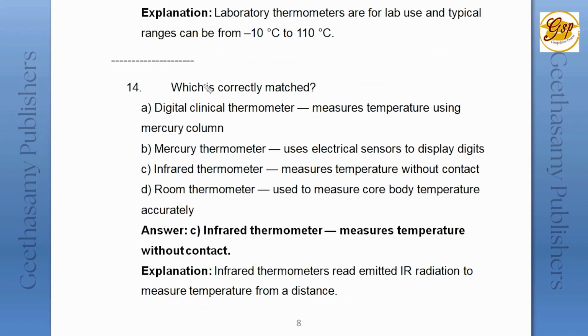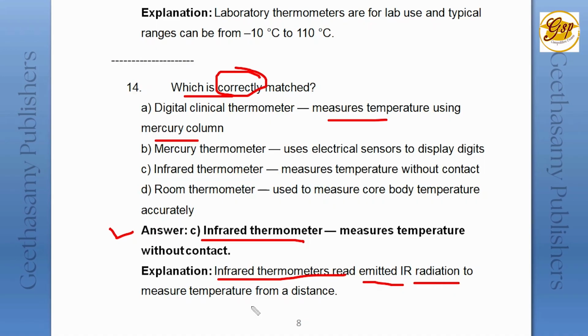And 14th question, which is correctly matched. Digital clinical thermometer measures temperature using mercury column. Mercury thermometer uses electrical sensor to display digits. Infrared thermometer measures temperature without contact. And room temperature thermometer used to measure core body temperature accurately. So the correctly matched one is C. Infrared thermometer measures temperature without contact. So infrared thermometer reads emitted infrared radiation, IR radiation, to measure temperature from a distance.